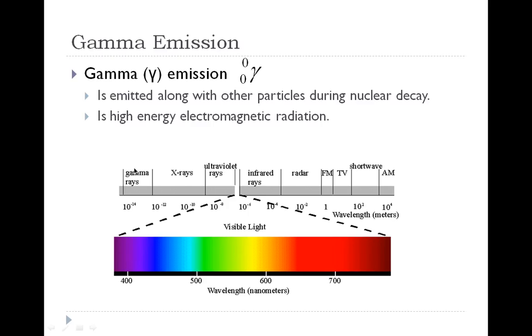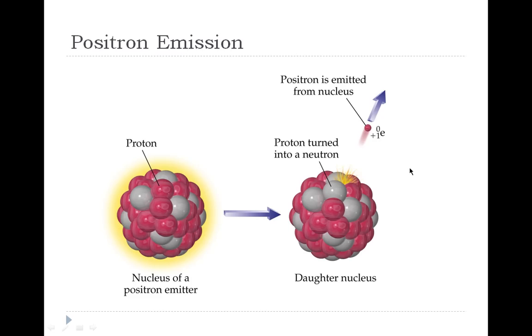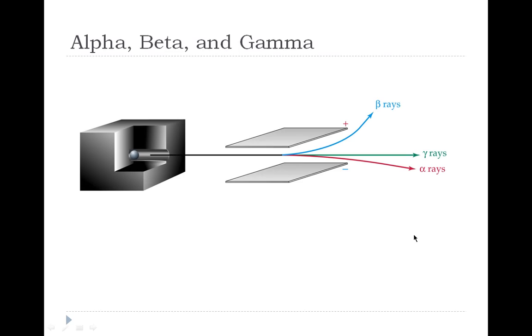And then, of course, gamma rays. Gamma rays have the shortest wavelength on this chart, and hence they have the highest amount of energy. And that is why they are the most dangerous type of radiation that's released when an atom decays when it's unstable. Then there's positron emission. Positron emission is basically a positively charged electron. It's when a proton changes into a neutron and then you release a positron.